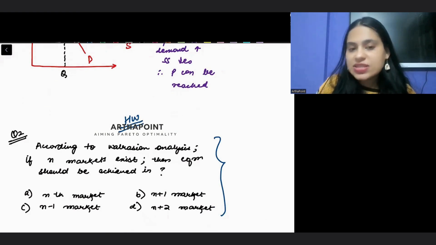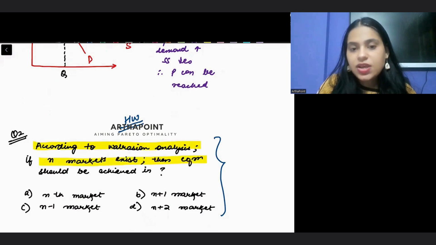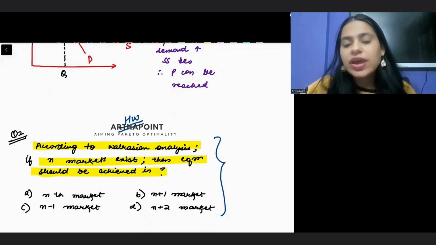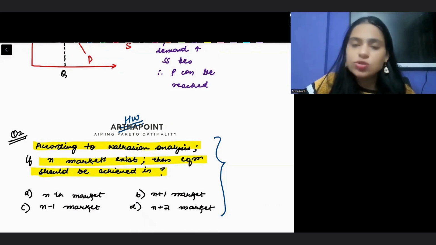The question says that according to Walrasian analysis, if n markets exist, then equilibrium should be achieved in how many markets? So n markets exist. What is the maximum number of markets that I want to ensure that the equilibrium should be achieved in? Try to answer this question.